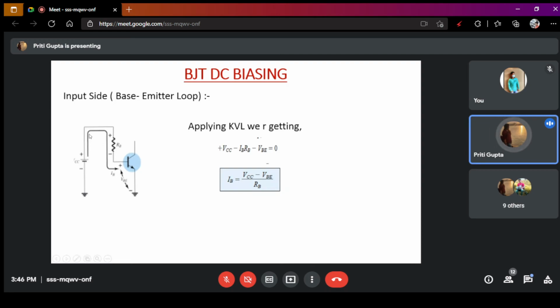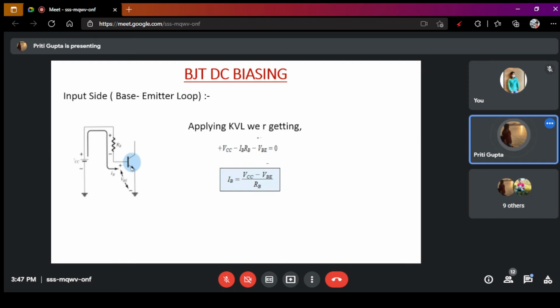So now the current is passing and we will apply KVL in this loop. This is the loop and we will simply apply KVL. So we are getting VCC minus IB into RB minus VBE is equal to 0. Or if you take the clockwise direction, you will get minus VCC plus IBRB plus VBE is equal to 0.